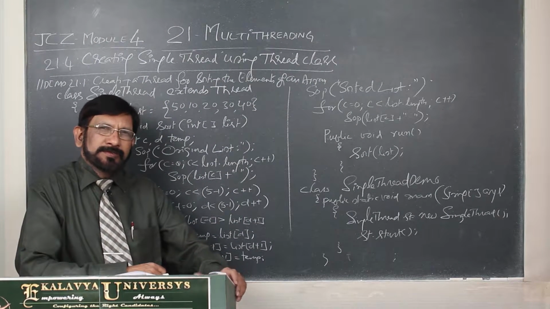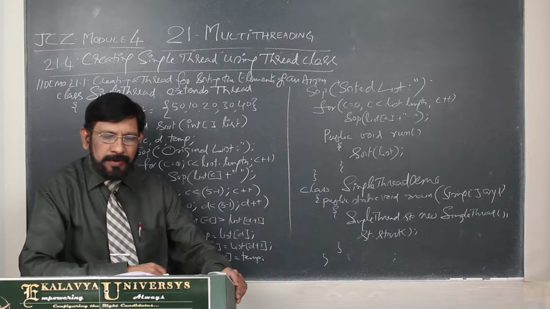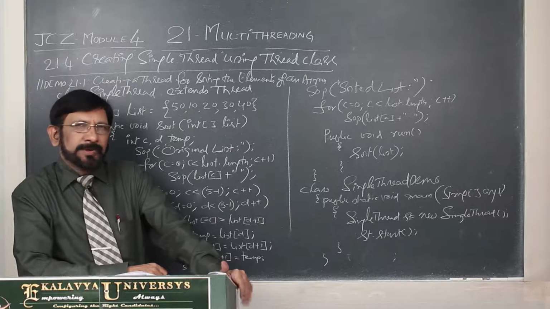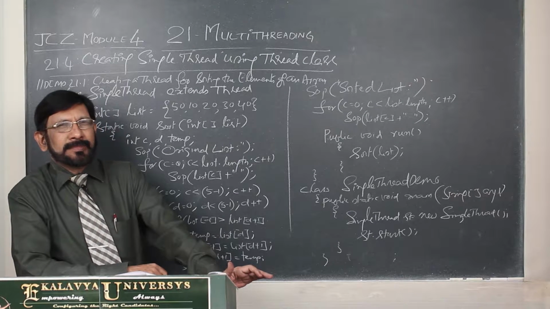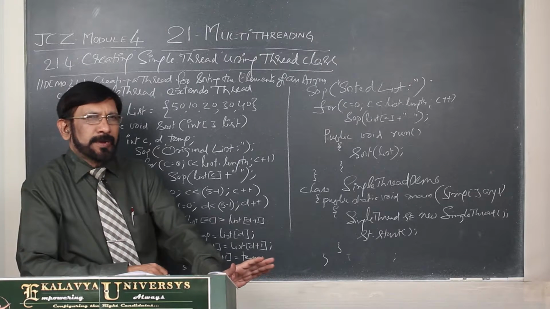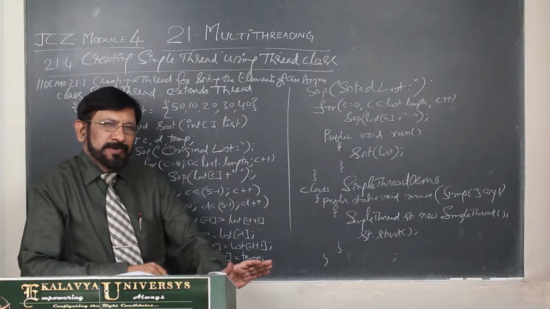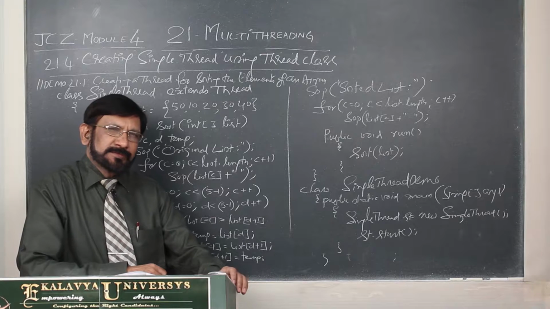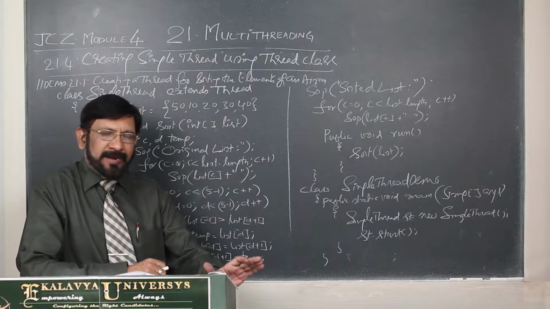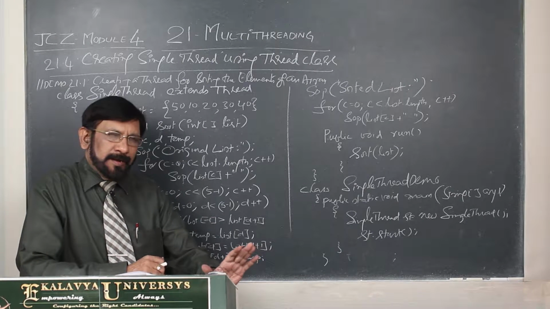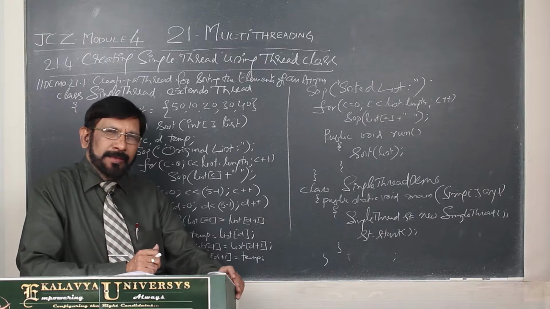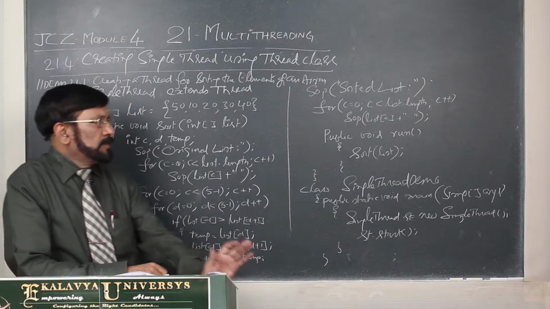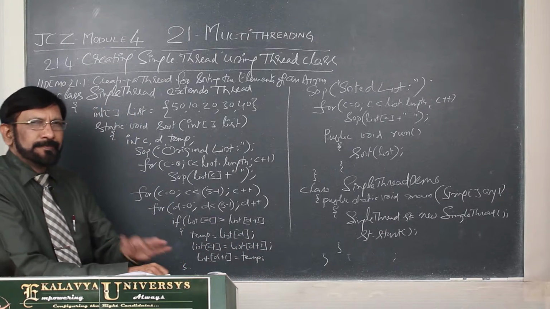Now let us take up concept number 4, 21.4, creating a single thread using the Thread class. I told you there are two ways. The first one is creating a subclass of the Thread class, and the second one is implementing the Runnable interface. So let us see the first one.